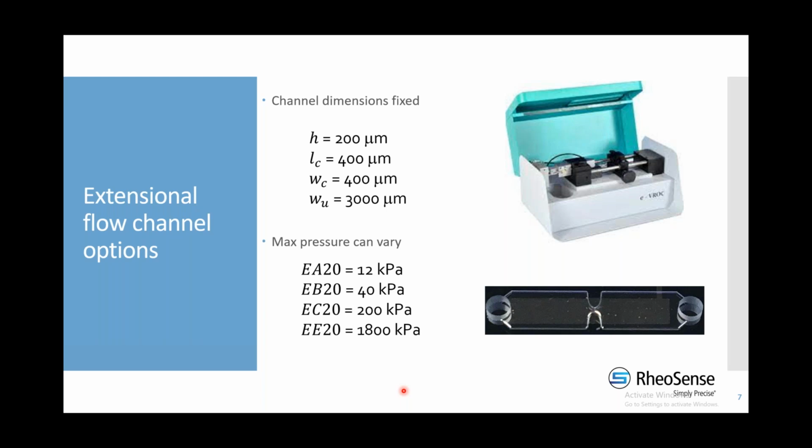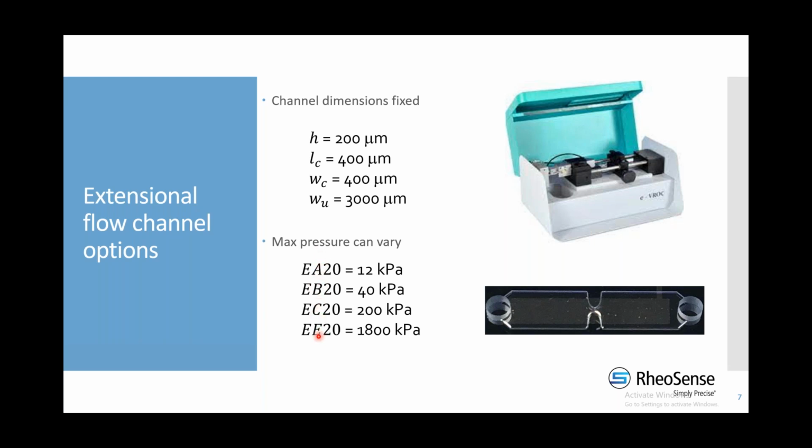So to design our experiments, we had multiple flow channels, or pretty much chip types, that we could use for this. And we wanted to pick such that we had a wide extensional range to study. If you look at the dimensions here, the dimensions for all the extensional chip channels are fixed. And this is different from the uniform channels that have varying dimensions between A, B, C, and E chip types. So here are the different extensional chip types. And the letter in the middle there pretty much corresponds to the maximum pressure of each chip.